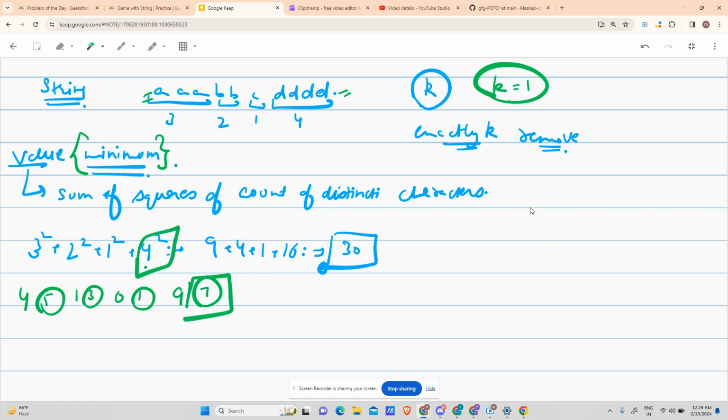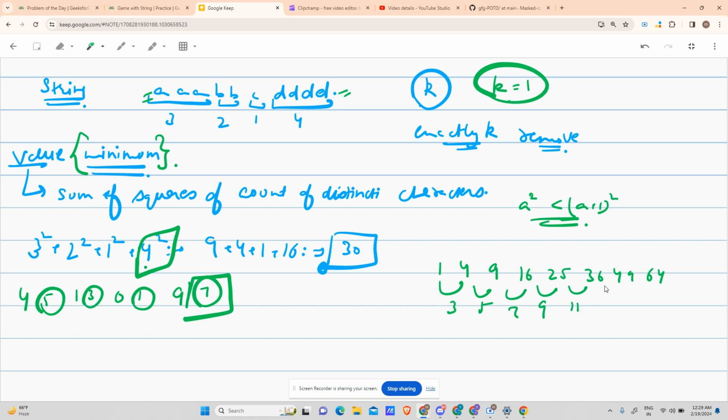Obviously, it is very true that a square is less than (a plus 1) square, and the difference continues to grow. If you write the squares, that is 1, then 2 square is 4, then 3 square is 9, then 4 square is 16, 25, 36, 49, 64. So the differences are 3, then 5, then 7, then 9, then 11, then 13, then 15. You can see the difference is increasing. So the larger the number is, the more I will have to remove that.